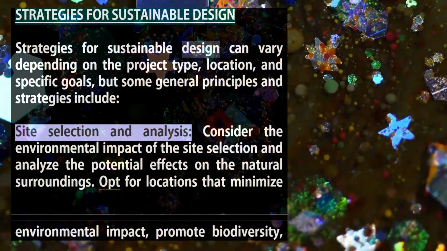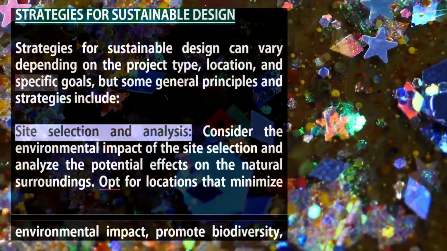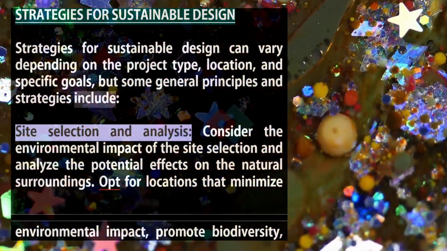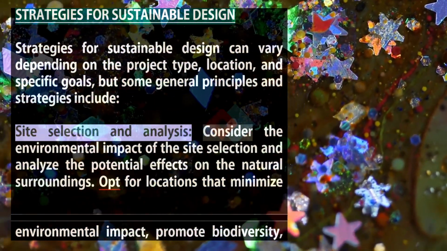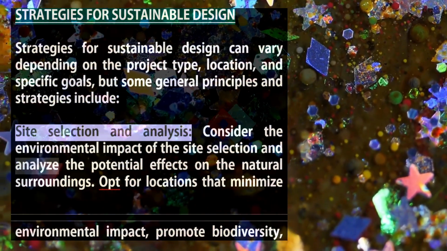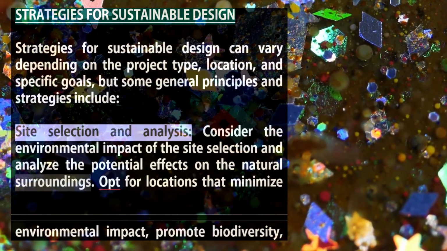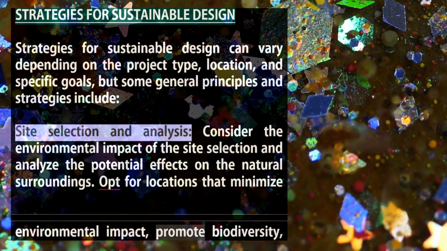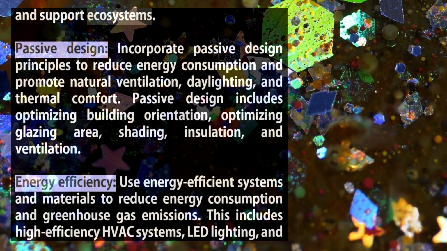Strategies for sustainable design can vary depending on the project type, location, and specific goals, but some general principles and strategies include: site selection and analysis. Consider the environmental impact of the site selection and analyze the potential effects on the natural surroundings. Opt for locations that minimize environmental impact, promote biodiversity, and support ecosystems.